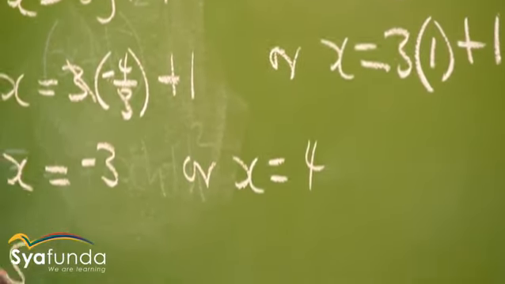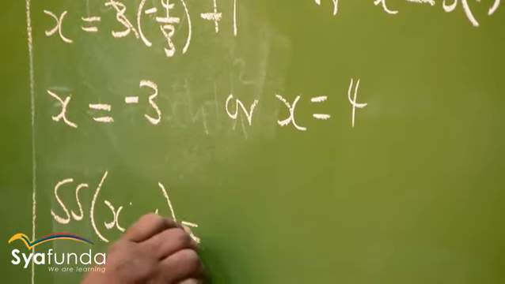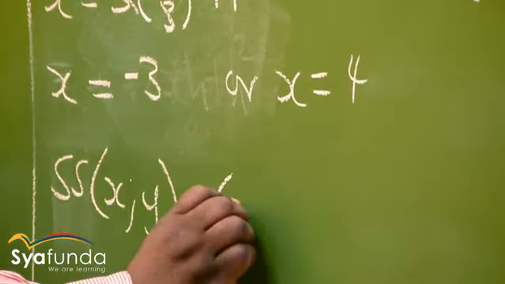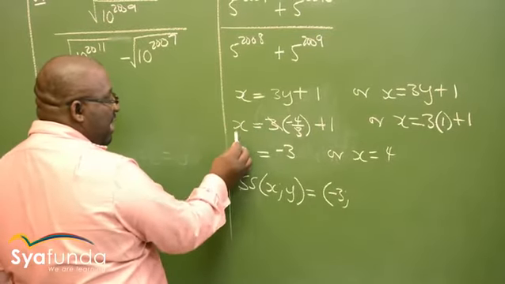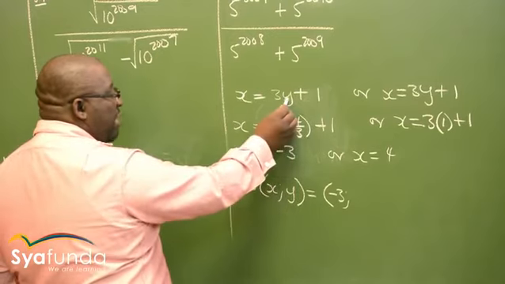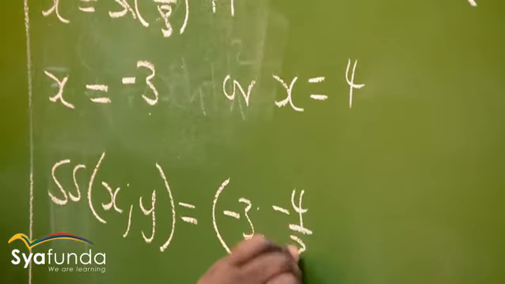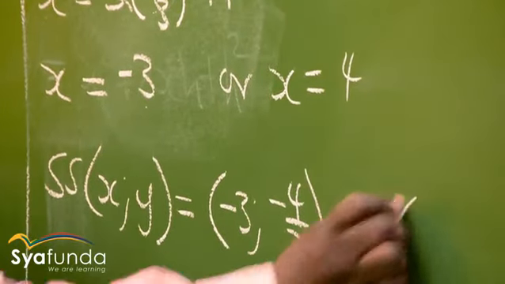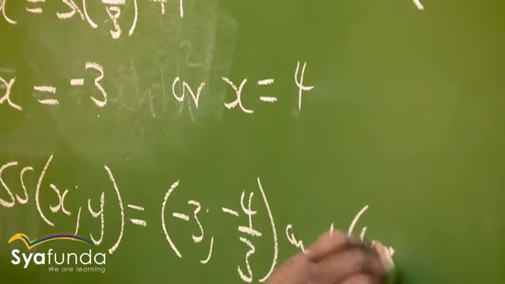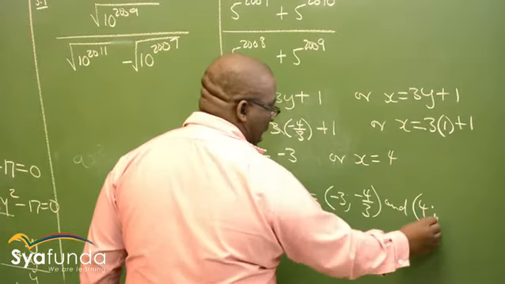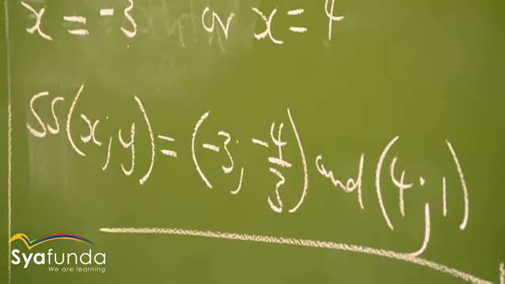Then we write our solution set in terms of x and y. If x is minus 3, what was the value of y? If x is minus 3, what was the y that we pushed in there? It was this one, which is minus 4 over 3. And if x was 4, what is the value of y? It was 1. So that's how you write your solution set in terms of x and y.